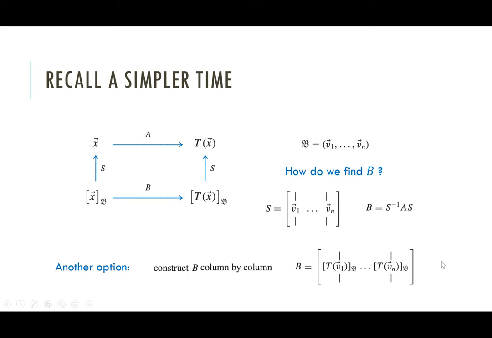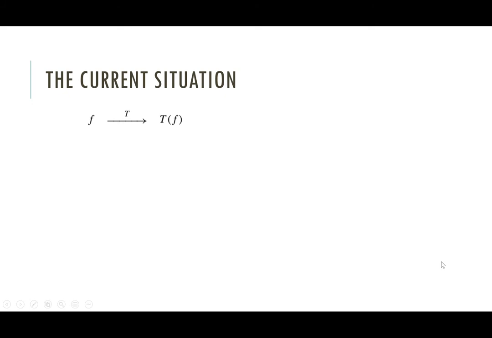So, where are we now? Now, instead of being in Rn, where we've just got a list of numbers, we're in some abstract vector space, possibly a function space. And so we've got some abstract vector and some linear transformation on that abstract vector space that takes us to some transformed vector. And so we've got this abstract linear transformation T.